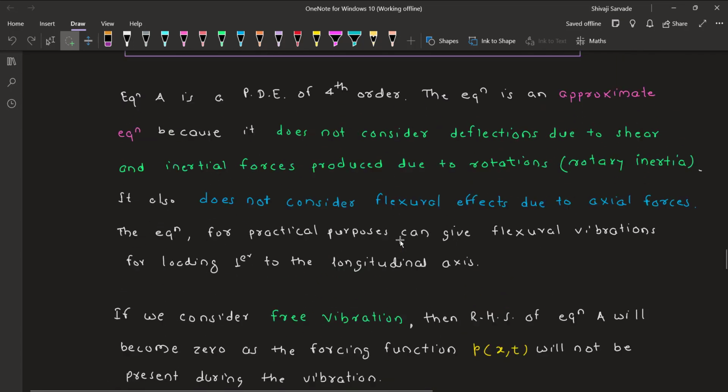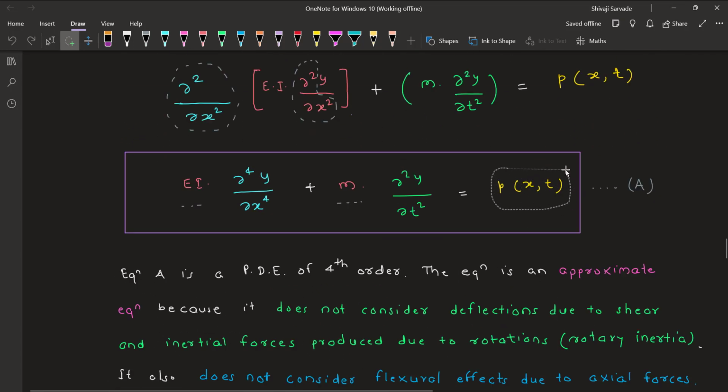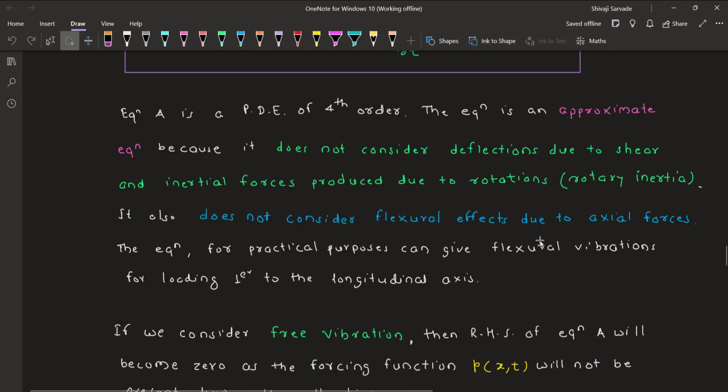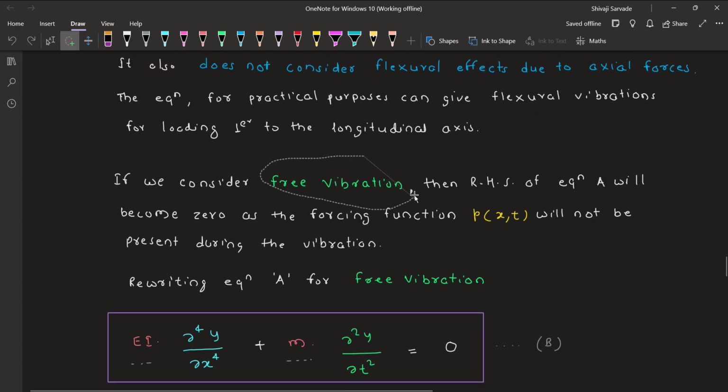Okay, so now let's consider the free vibration of this. So we'll have to ignore the external force. For free vibration, as you have studied in a single degree of freedom system, you must already be familiar that the external force is not present during the vibration. There is a certain initial condition imparted and the system vibrates on its own. That means the right hand side of the equation, which is the external force, we'll treat as 0 for the sake of free vibration analysis.